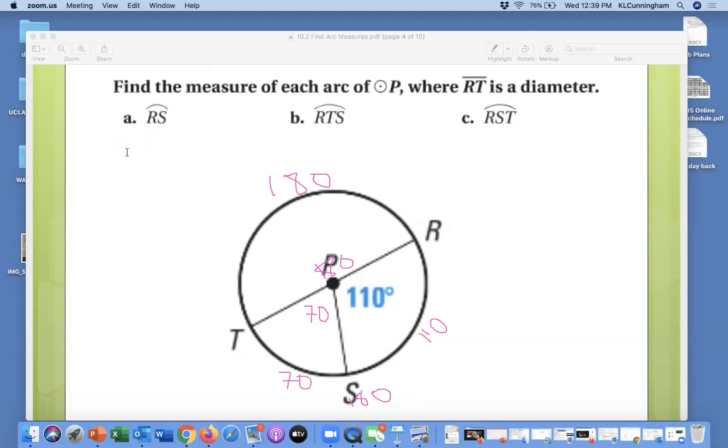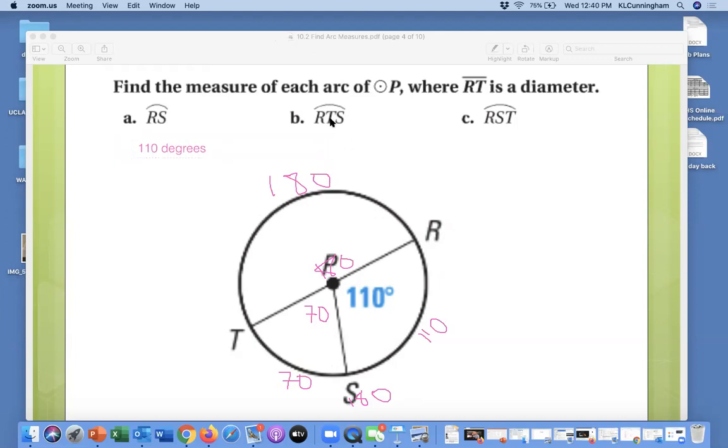Find the measurement of arc RS. I know to go the short route because it's two letters. You could go the long way, which would make it major, or the short way, which makes it minor. So RS would be 110 degrees.